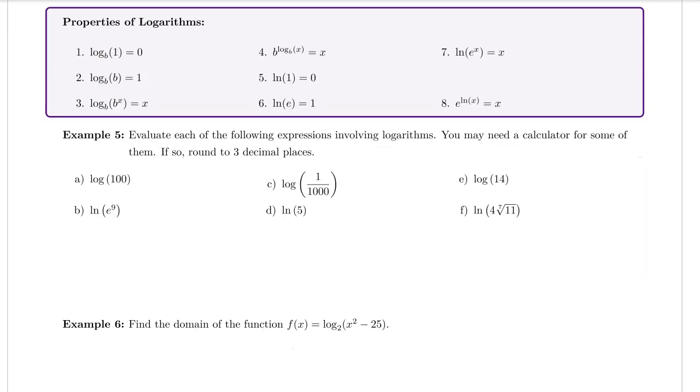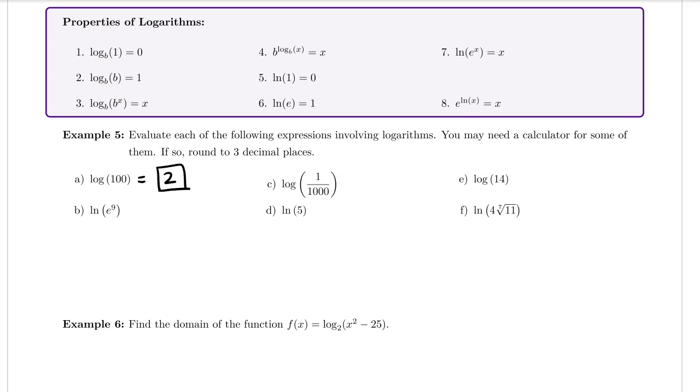Example 5 says, evaluate each of the following expressions involving logarithms. You may need a calculator for some of them. If so, round to 3 decimal places. So log of 100, this is the common logarithm, so our base is 10. So we're asking what power of 10 gives us 100, and the value that makes this true is 2.